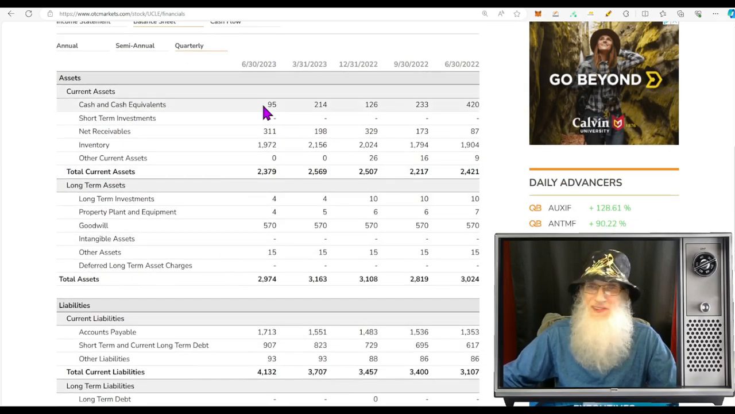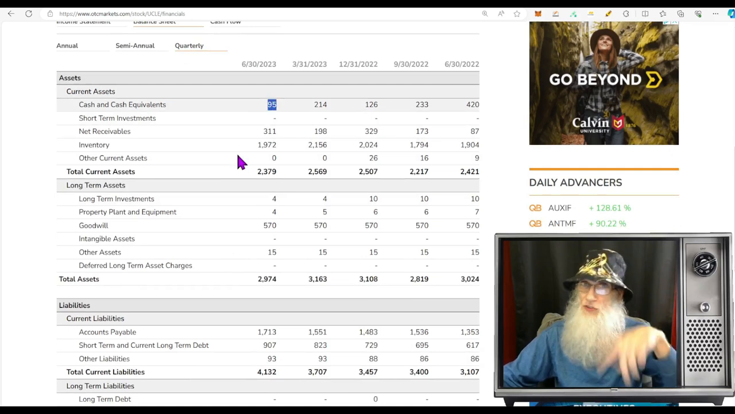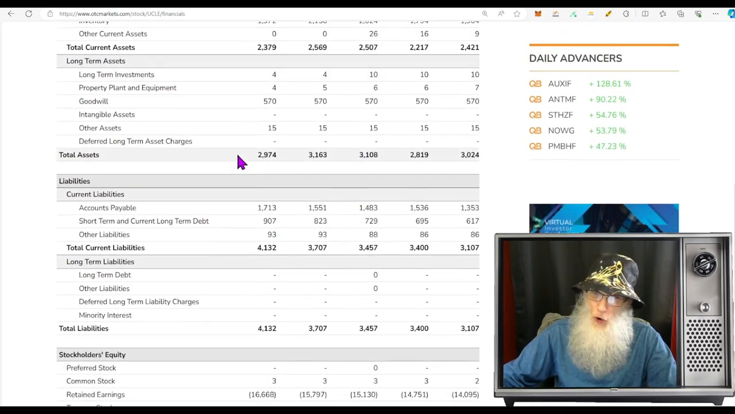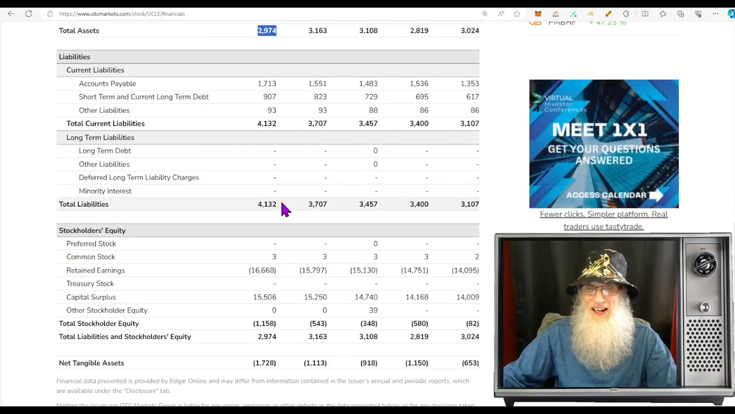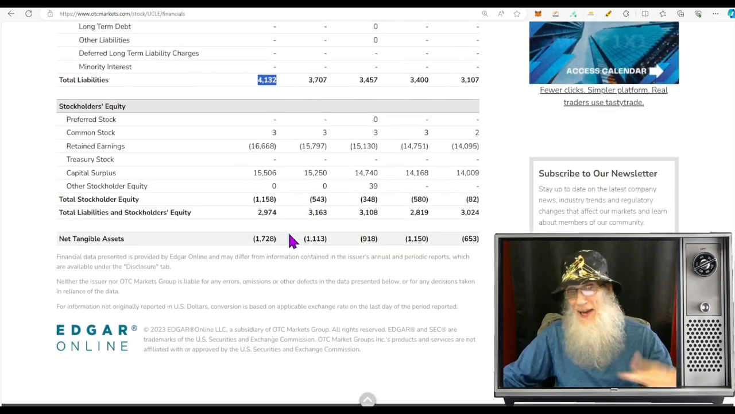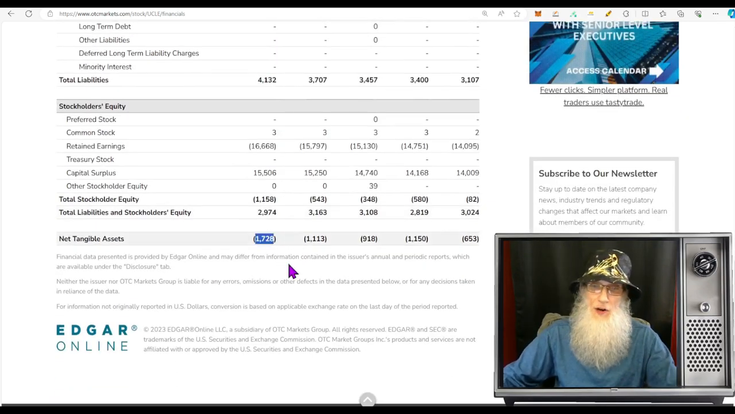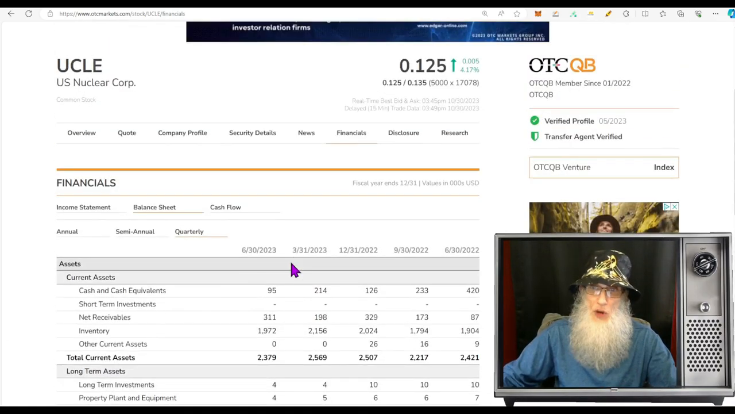In the bank, $95,000. The zeros come here too. Total assets, about $3 million. Total liabilities, 4.1. So our shareholder equity is negative 1.7 million. We need to get some revenues coming into this company.